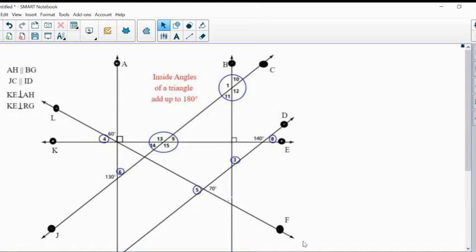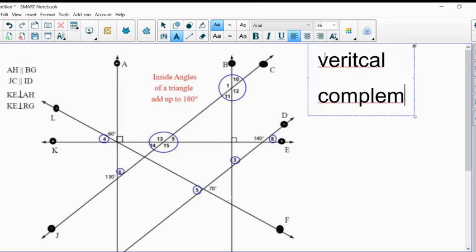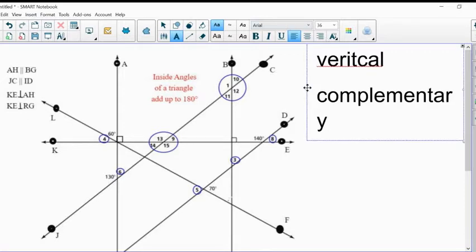With today's assignment, we are looking at finding the measurement of different angles. All the missing angles that you need to find and list are circled in blue. We're going to use what we know about vertical, about complementary, and about supplementary.